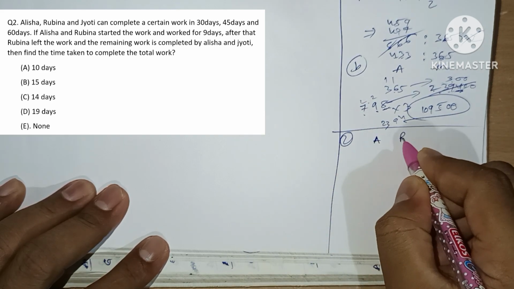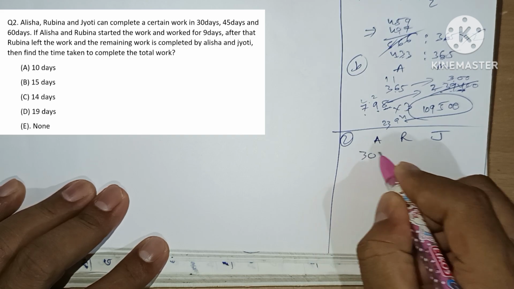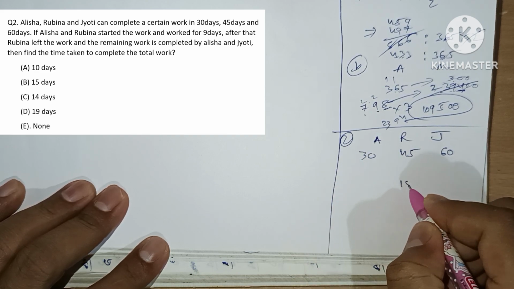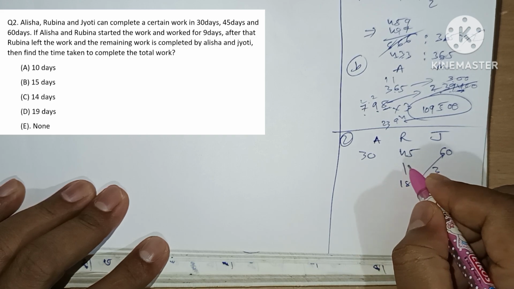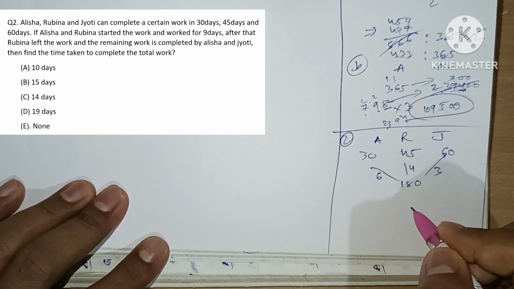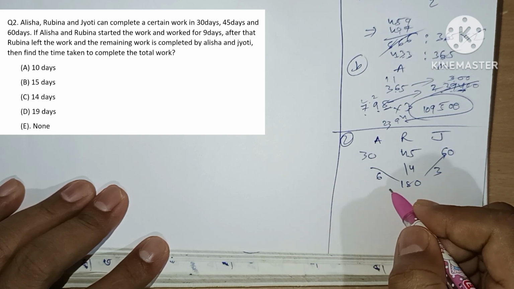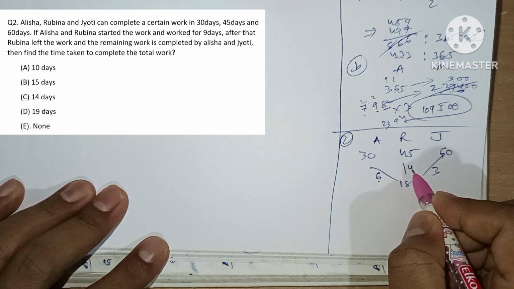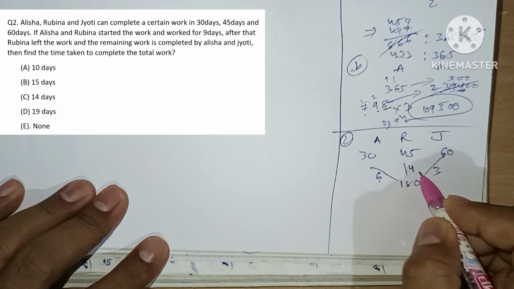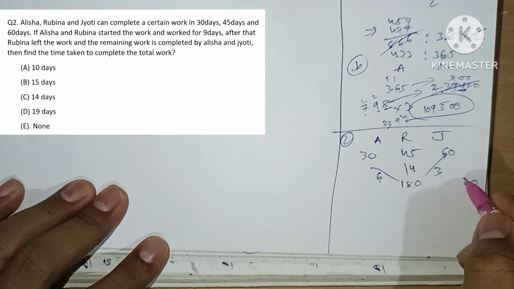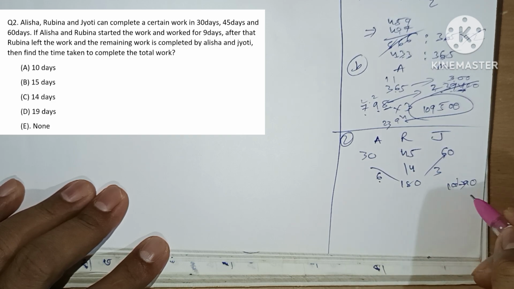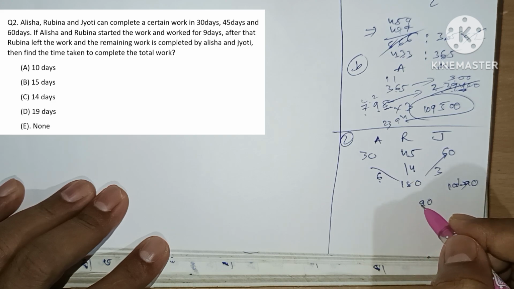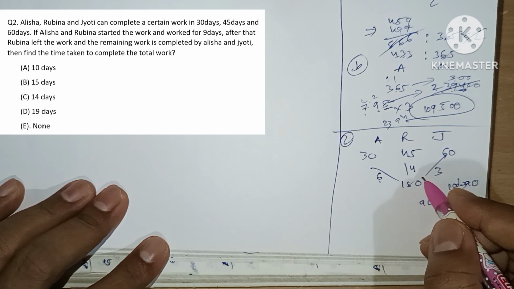So Alisha, Rubina, Jyoti, 30 days, 45 days, 60 days. LCM of all these three is 180. This is 6 units, this is 4 units, this will be 3 units. So Alisha and Rubina started the work. Alisha and Rubina together 10 units per day and worked for 9 days. 10 times 9, 90 will be completed in 9 days. Okay, remaining 90 units is completed after that 9 days Rubina left.